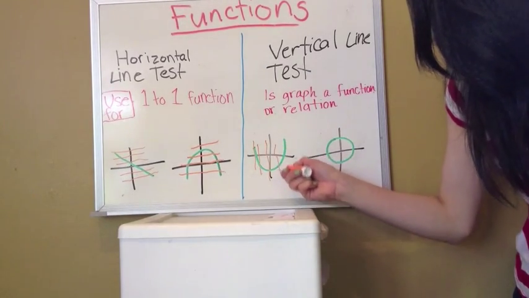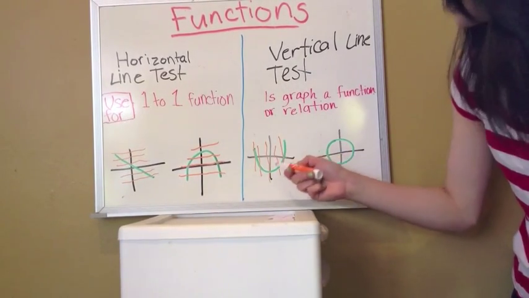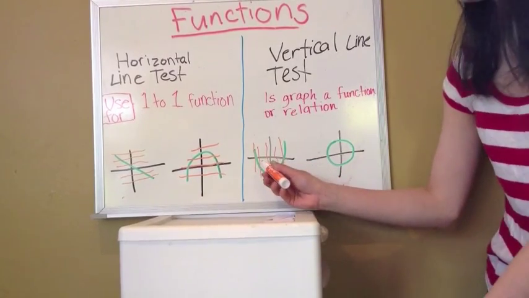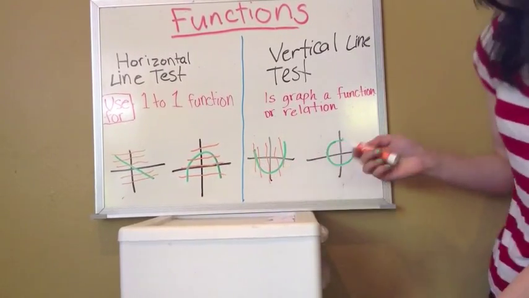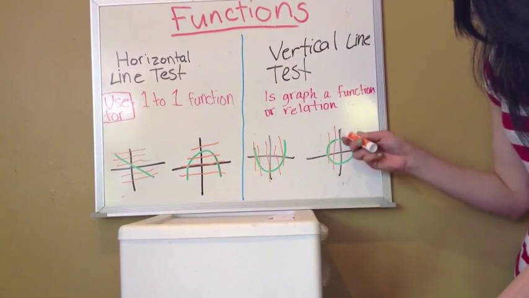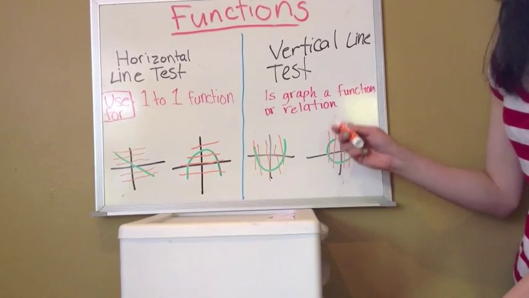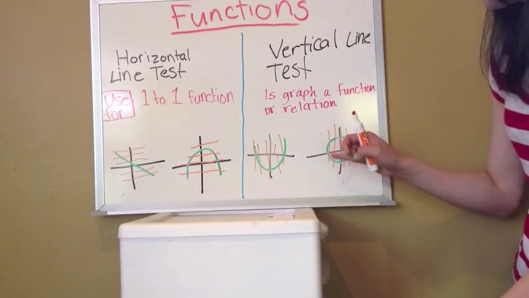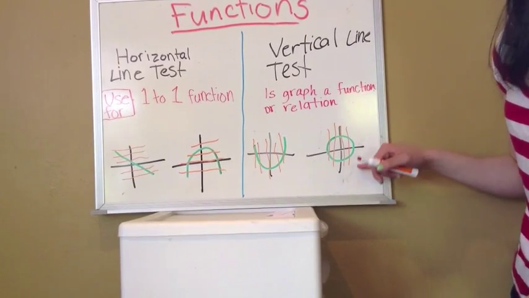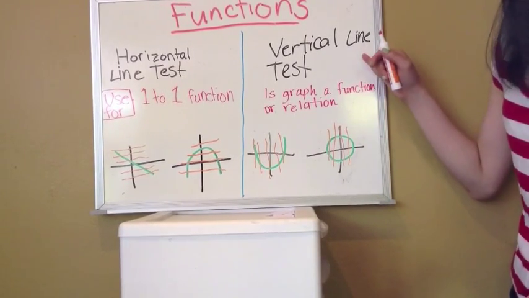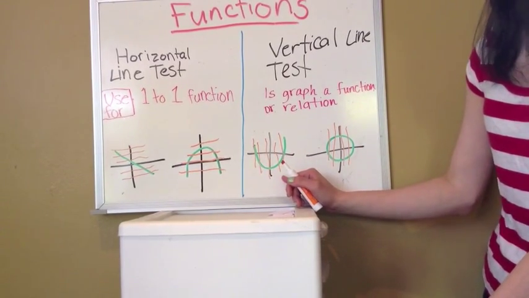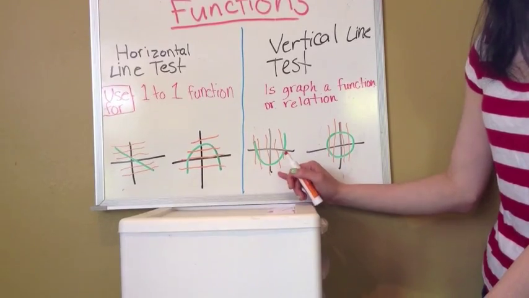This first graph does pass the vertical line test because for every vertical line you draw, it only passes the graph once. On the other hand, for this graph, for every vertical line you draw, there sometimes are 2 points. Therefore, this second graph does not pass the vertical line test, and it is a relation. Whereas this one does pass the vertical line test, which means that this one is a function.